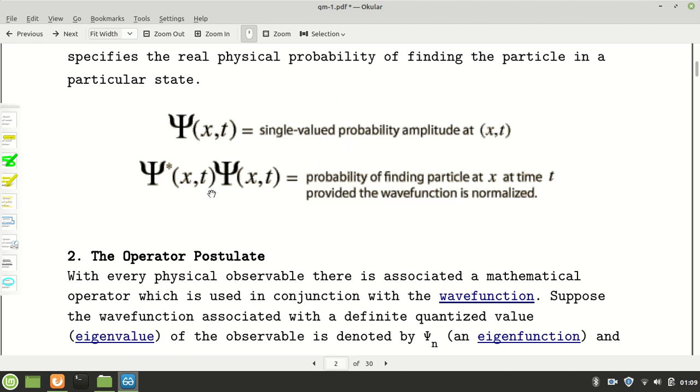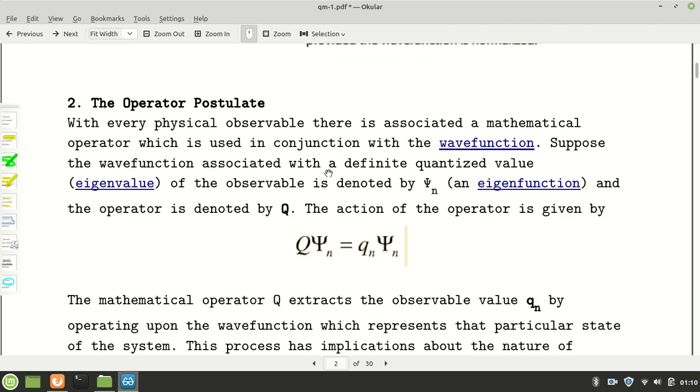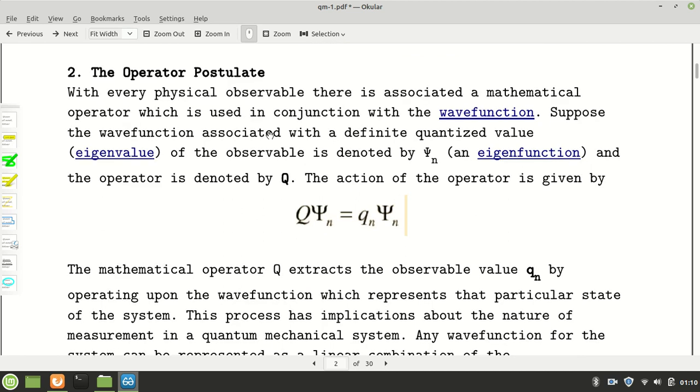Mod psi square will give you the probability of finding the particle, because I have told you that according to the Heisenberg uncertainty principle, you cannot tell definitely that the particle is at this point at the instant of time t. So there should be an answer in a probable way, that probably the particle is at this point. So probability is the main thing which can be calculated throughout the study of quantum mechanics. The second postulate is the operator postulate. Every dynamical variable such as position, momentum, energy has some operator.